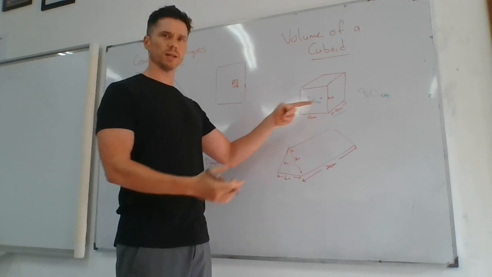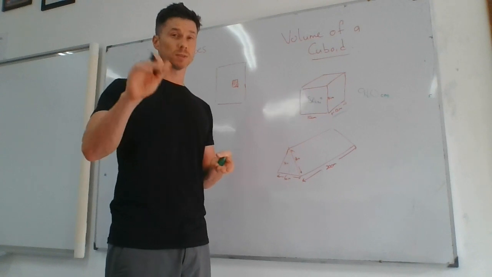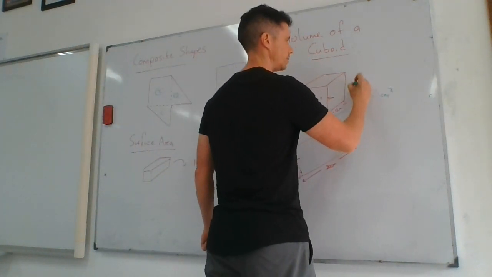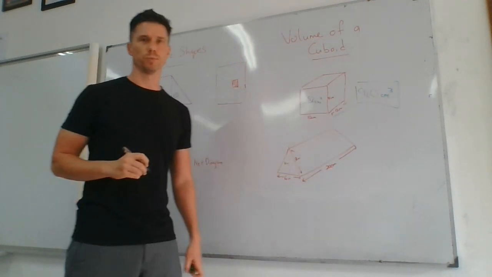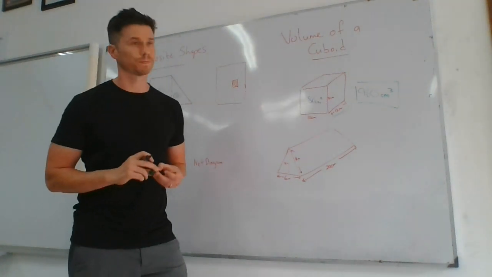If this is squared and you're times it by another dimension of centimeters, it's going to be centimeters times centimeters times centimeters, so that's cubed. 960 centimeters cubed. So let's apply it to another prism.